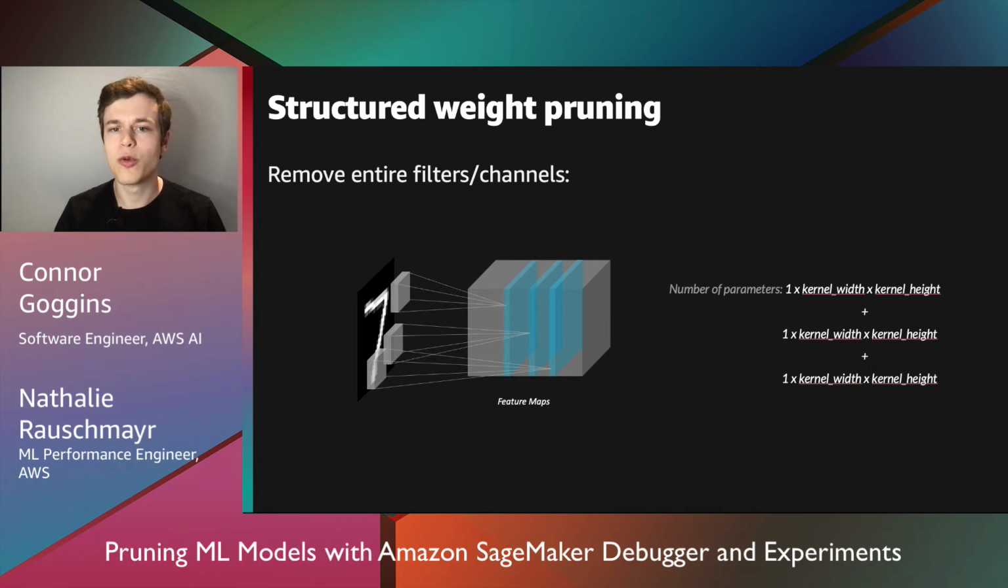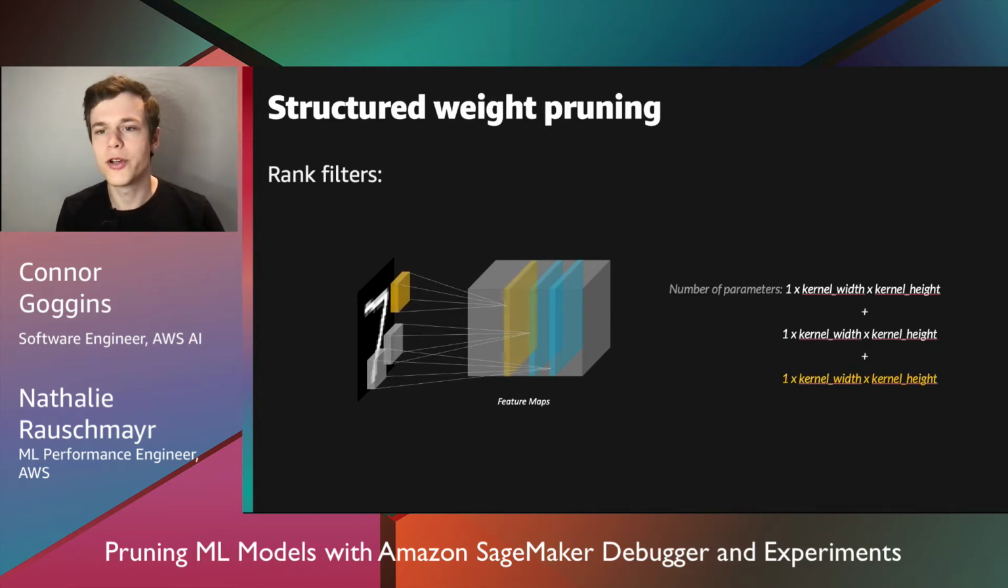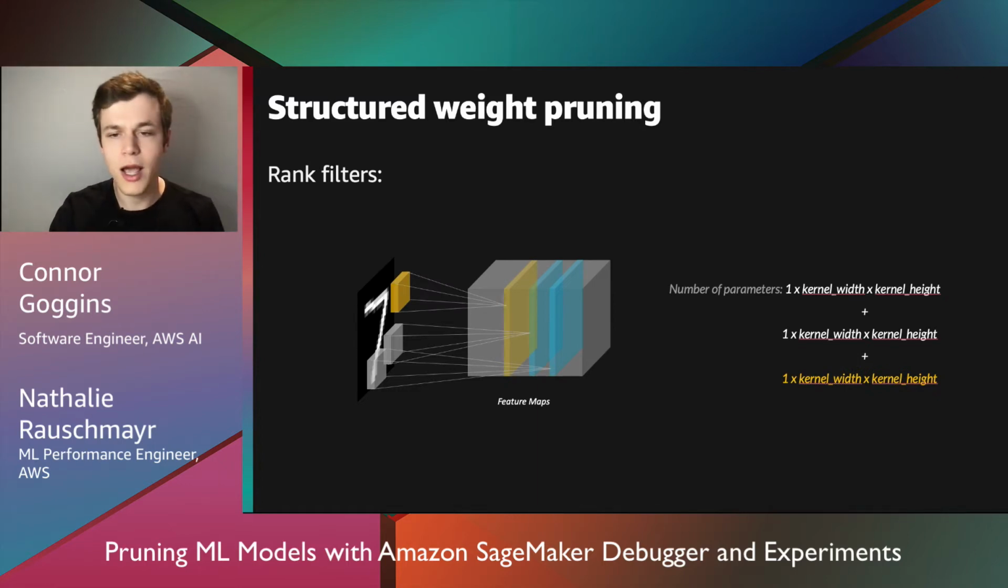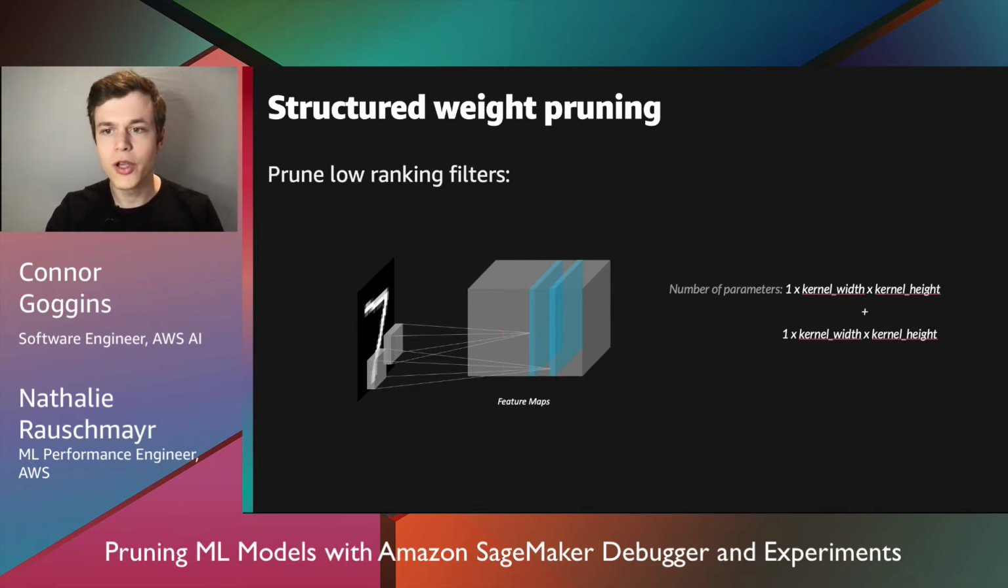And in practice, there will be many filters applied to this input as the kernel convolves over the input. We can identify the filter that has the least significance. Let's say it's this golden filter here, and remove it from the model entirely. So in one step, we've removed 1 times kernel width times kernel height parameters. So a much bigger reduction than the removal of individual connections at a time, as we saw in the previous slide.